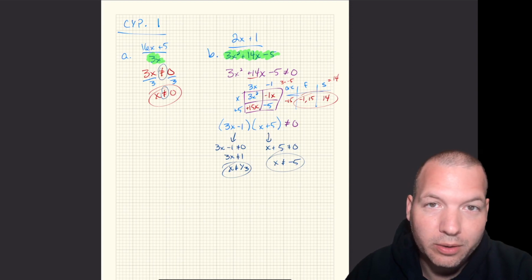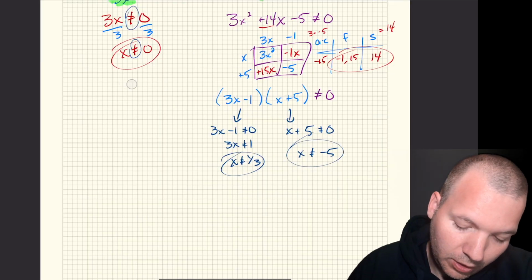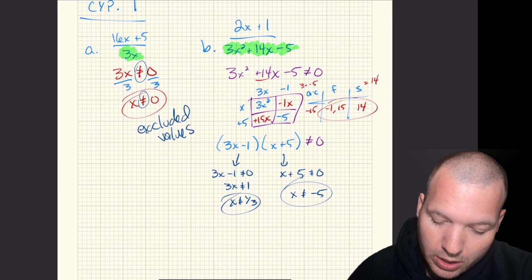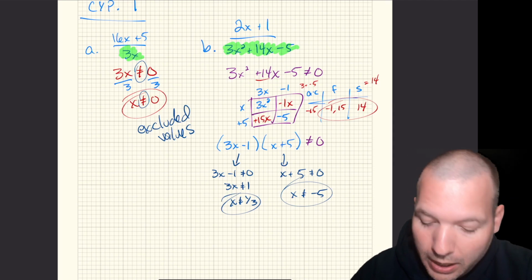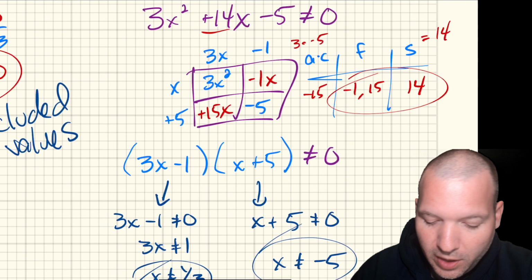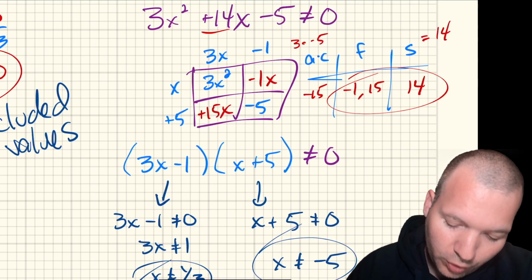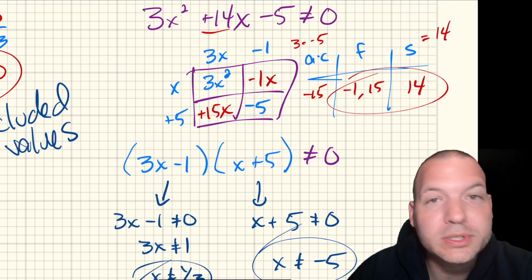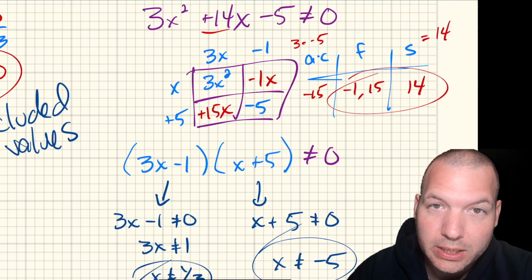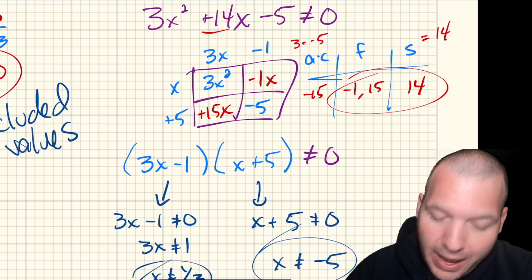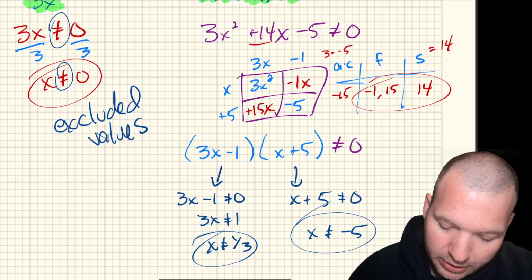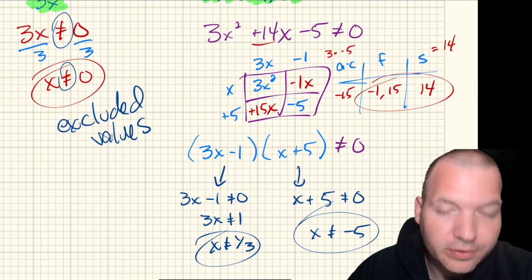Again, notice at no point here am I doing anything with my numerators. All of these are my excluded values, right? On Check Your Progress 1B, we had a quadratic, and it was non-monic. So I definitely went to my box method. Of course, I knew where the 3x squared came from. Of course I knew where the minus 5 came from. Do my little table over here and figure out the two numbers I need that multiply up to a times c, not just c, negative 15, and add up to that middle term b, 14, are negative 1 and 15, and I factored it out to get 3x minus 1 and x plus 5 as my factors.